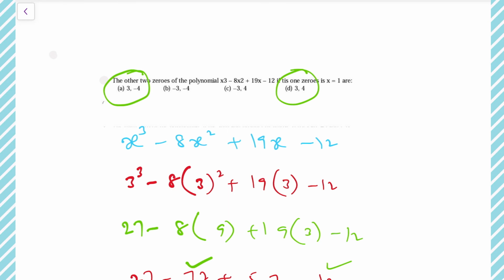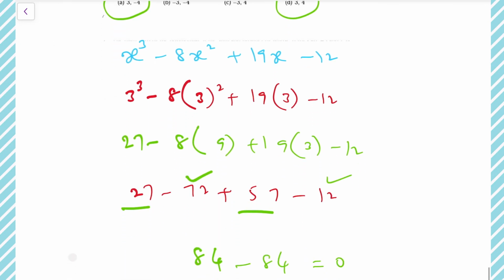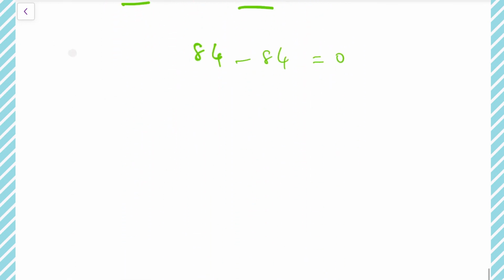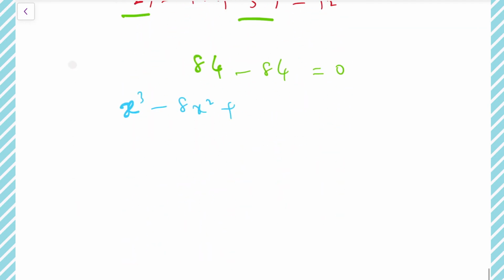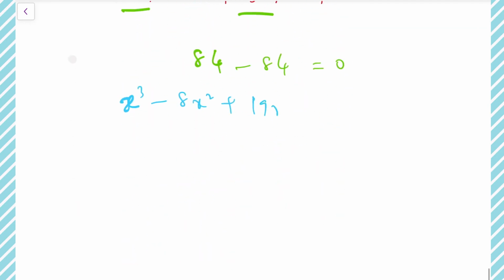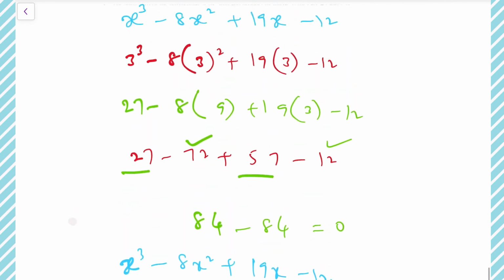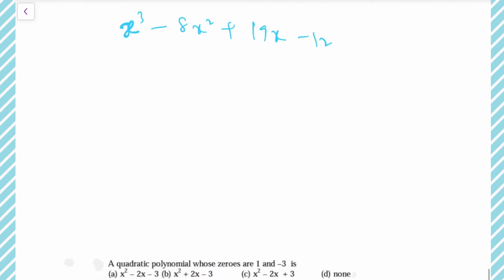Substituting plus 4 is easier than substituting minus 4, because if we substitute minus 4, always we need to worry about the negative symbol. So that is the reason instead of substituting the minus symbol, I will substitute the plus 4. I am checking this option D now. So 4 I am checking. x cube minus 8x square plus 19x minus 12. Okay, now in the place of x I am substituting 4.